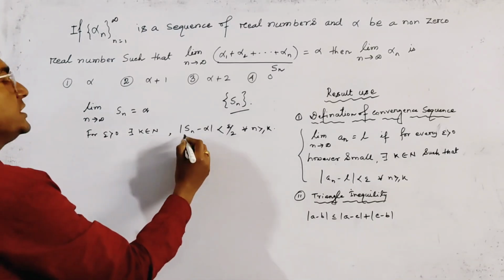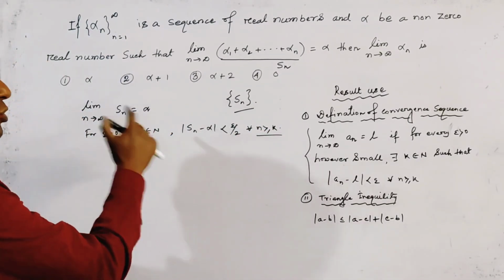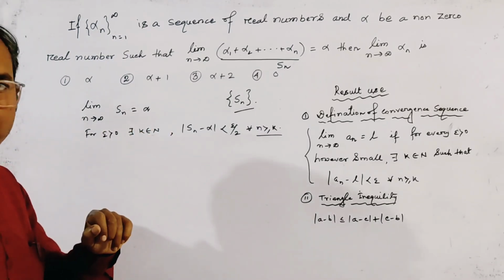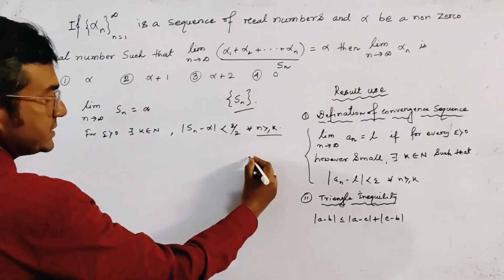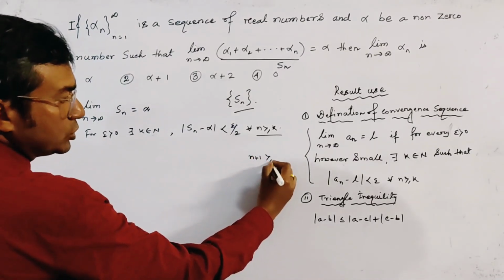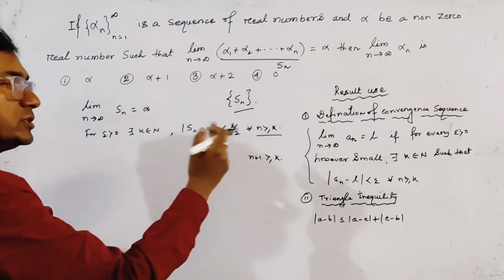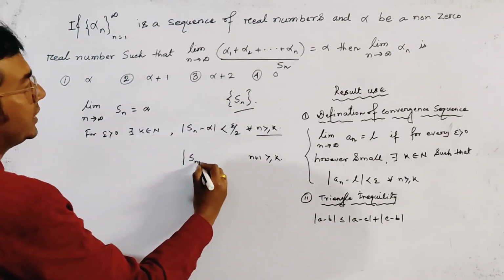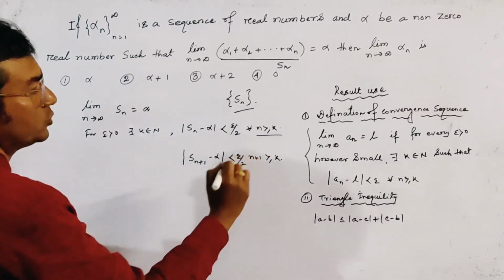Since this holds, this relation also holds if we write n plus 1 in place of n. Why does it hold for n plus 1? Because n plus 1 is also greater than or equal to k, since n is greater than or equal to k. So we can write the relation: mod of S_(n+1) minus α is less than epsilon by 2.